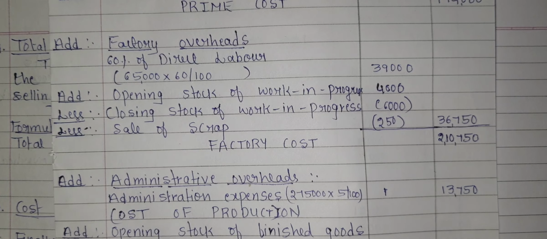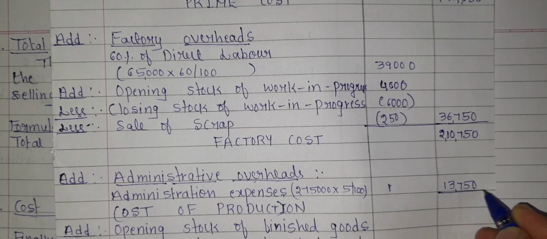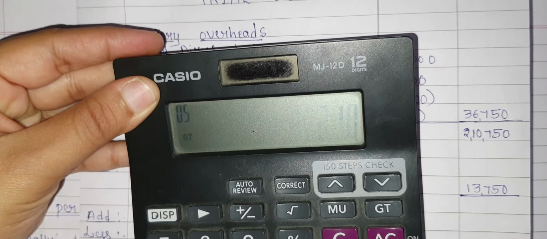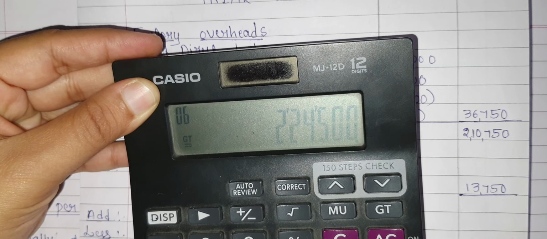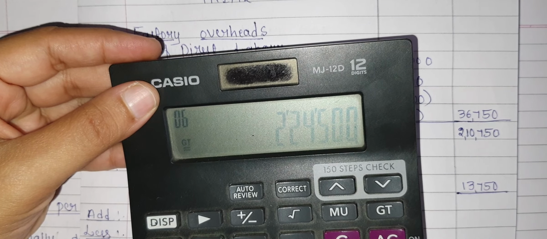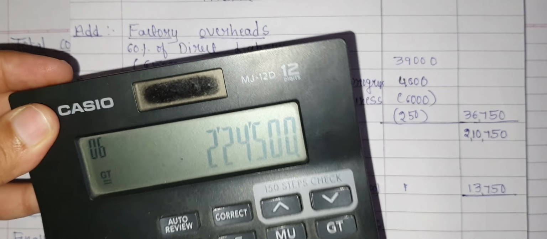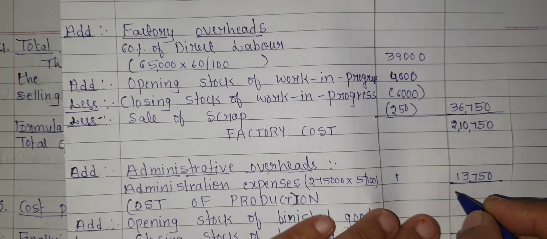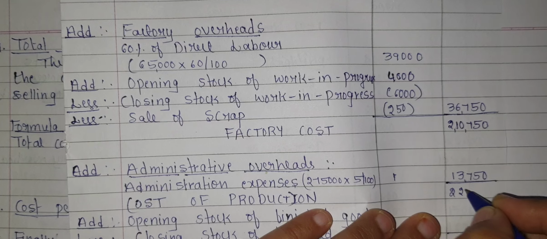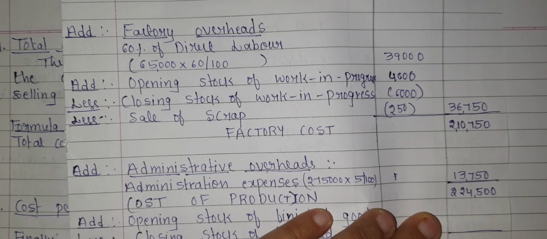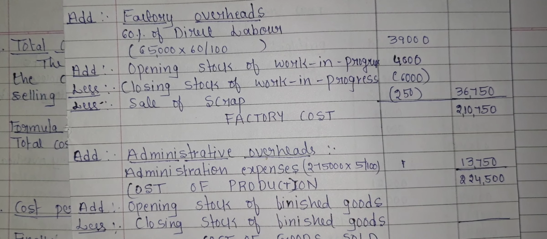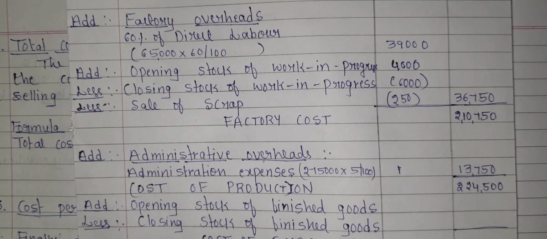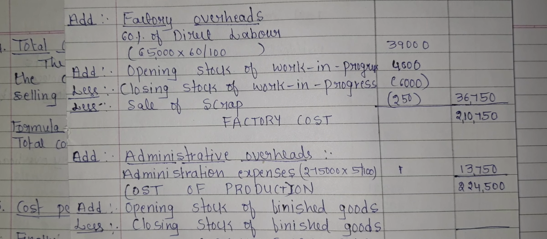So our cost of production is plus 2,10,750. That is rupees 2,24,500. Write down our cost of production is 2,24,500. Clear?